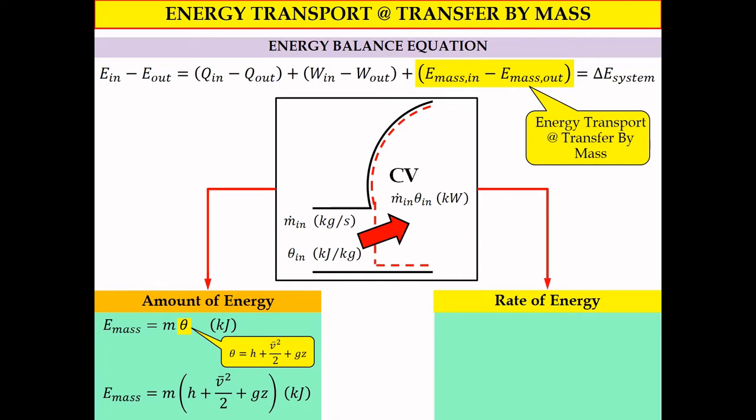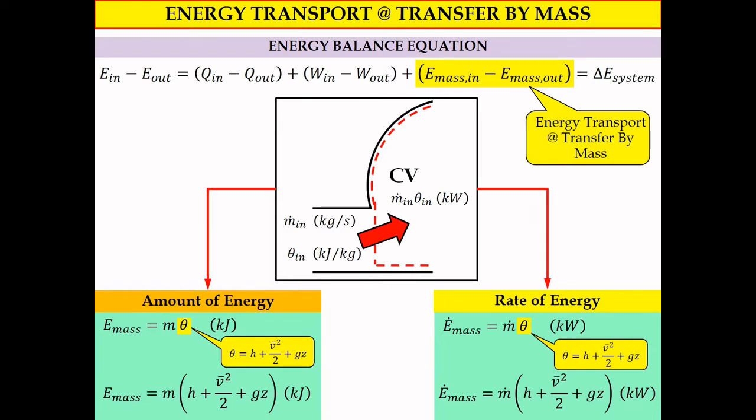However, in terms of rate of energy, E mass dot equals m dot multiplied by the total energy for the flowing fluid theta, so the unit will be kilowatt. We have the same definition for theta, so E mass dot equals m dot multiplied by h plus V average square divided by 2, the term for kinetic energy, plus the term for potential energy in kilowatt. So this is the equation for E mass in and also E mass out.